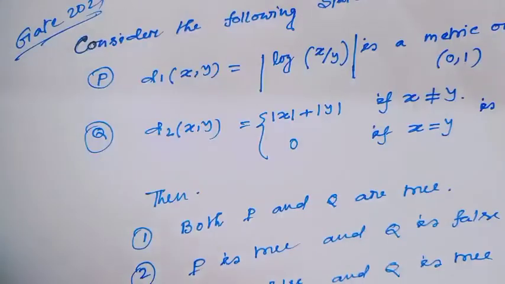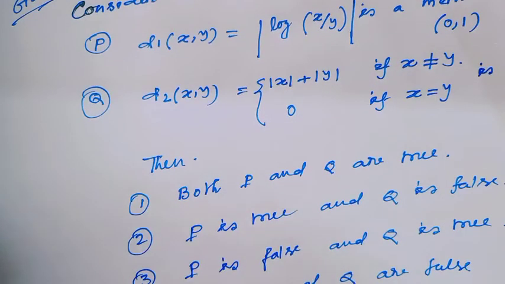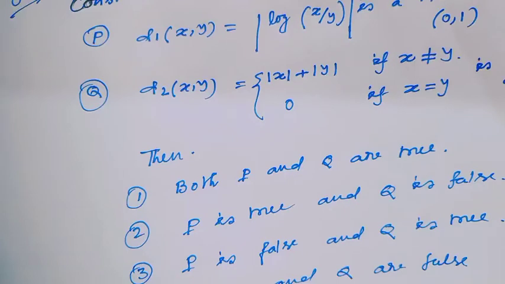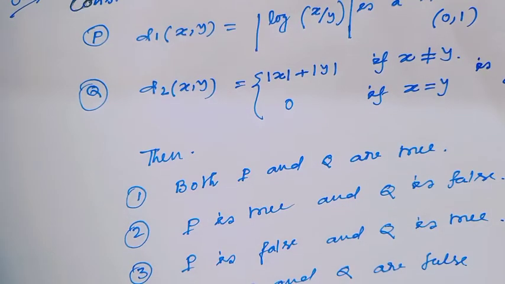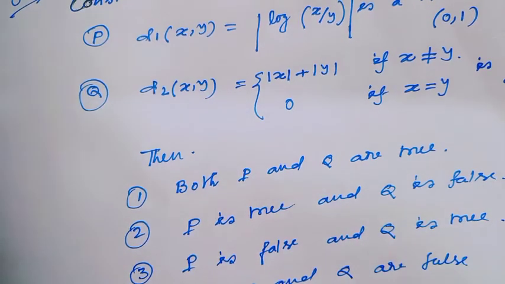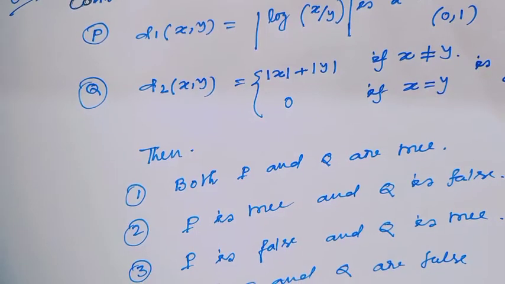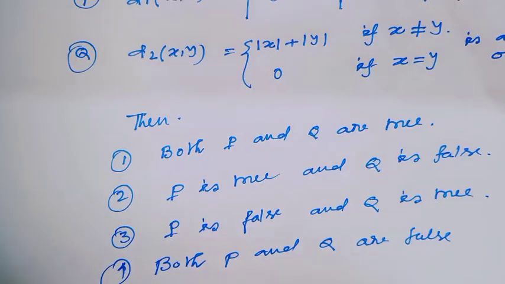Then option 1, both P and Q are true. Option 2 implies P is true but Q is false. Option 3 implies P is false and Q is true, and option 4 indicates both P and Q are false.